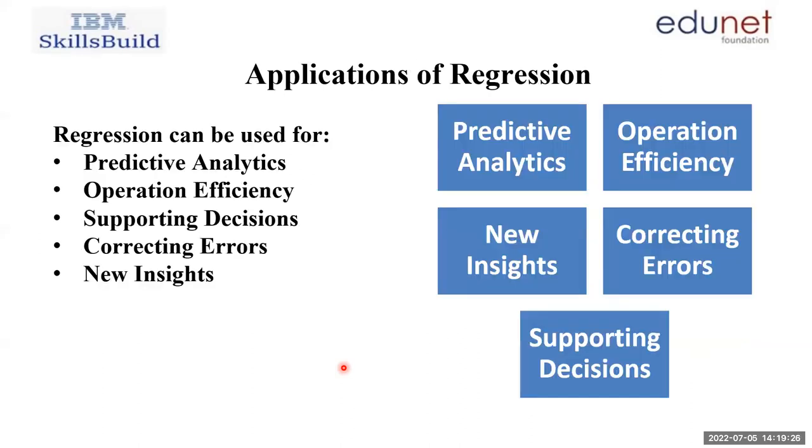In which areas are we going to use regression? Regression is mainly used in the area of predictive analysis. As I already told, if I want to predict tomorrow's weather, the temperature for tomorrow, that is a numeric value. For that, I need to use a regression algorithm, right?